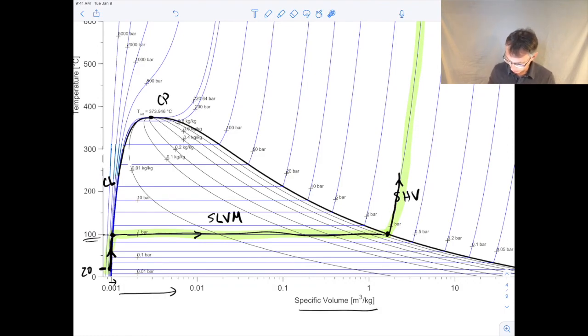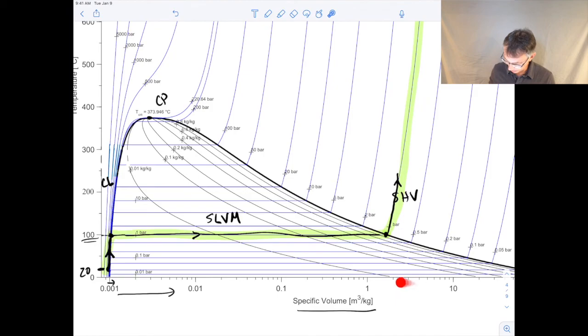And not only that, we're also increasing the specific volume at the same time, right? So the specific volume is going up as well. So that's the process of boiling. So you can see the thing I really wanted to highlight was this constant temperature region under the vapor dome that occurs as you're doing the change of phase.